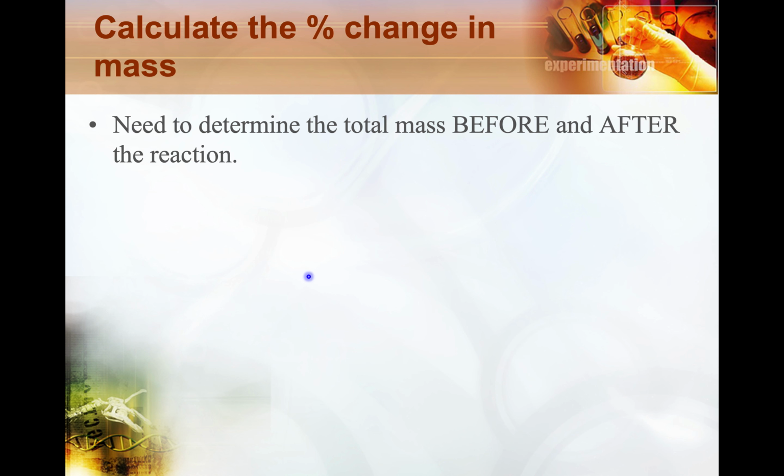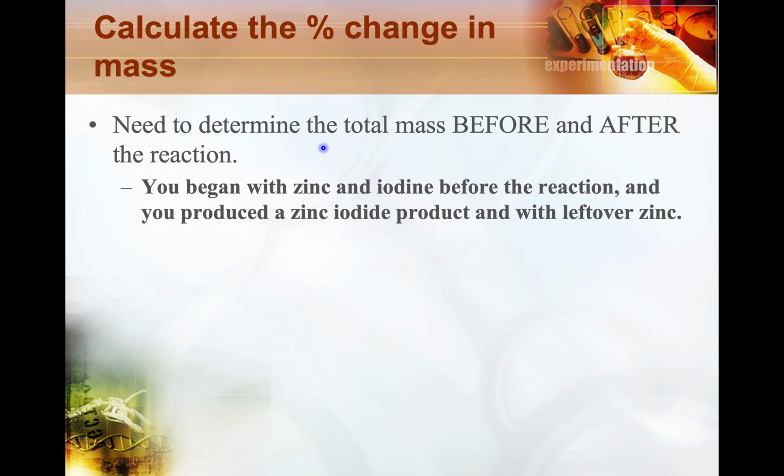Next, it's important to see that you've collected all of the mass at the end that you started with. And we'll do this by calculating the percent change in the mass. The total mass before is represented by the mass of the zinc and the mass of the iodine that you added before the reaction. The mass after the reaction is based on the amount of zinc iodide product that you have and the mass of the leftover zinc that you also collect.